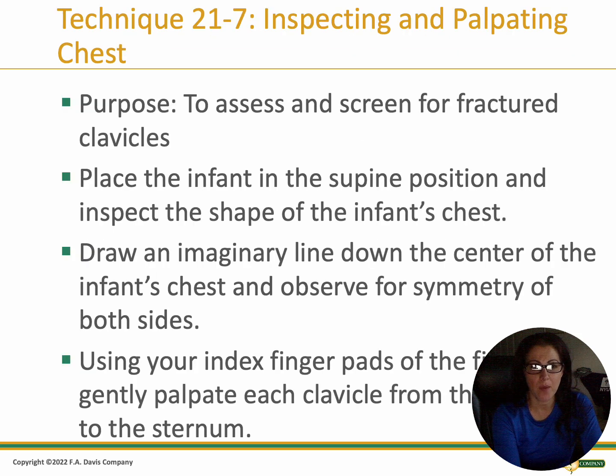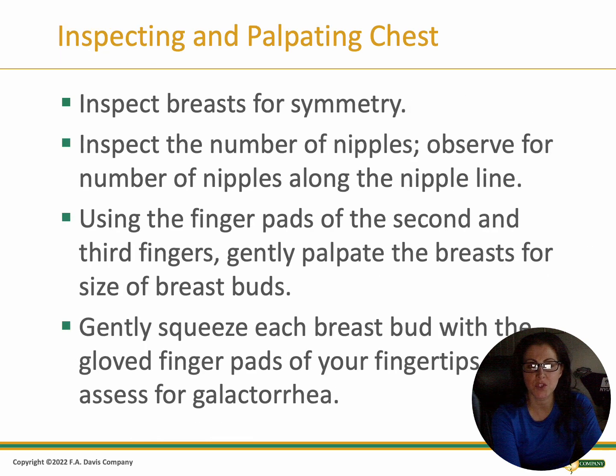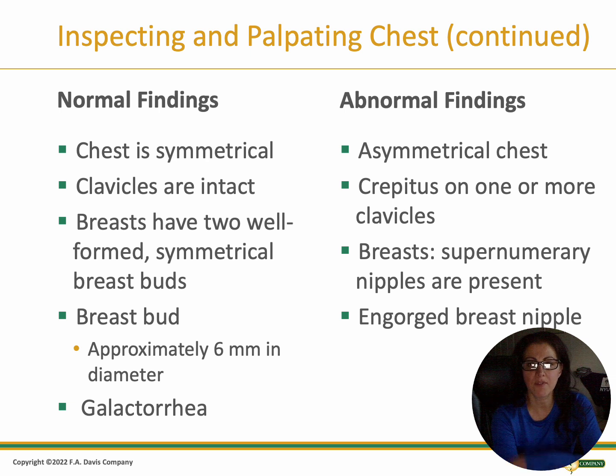We are inspecting and palpating the chest wall, looking for symmetry. We're looking to determine the number of nipples, making sure that there's an imaginary line between each nipple and that it matches. The chest should be symmetrical, and the clavicle should be intact. That would indicate no trauma from birth. And there should be about 6 millimeters in diameter of a breast bud to indicate term pregnancy.